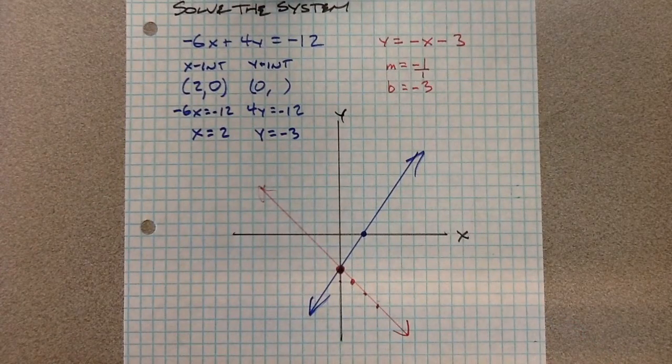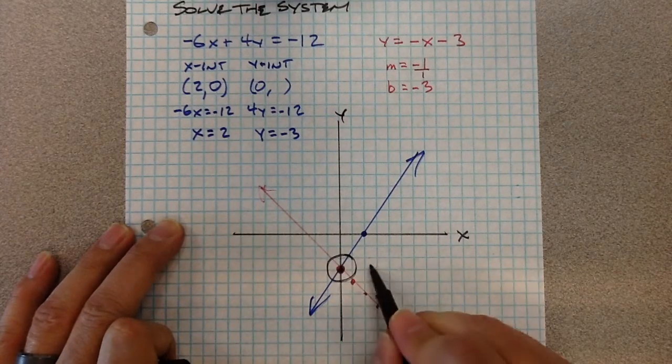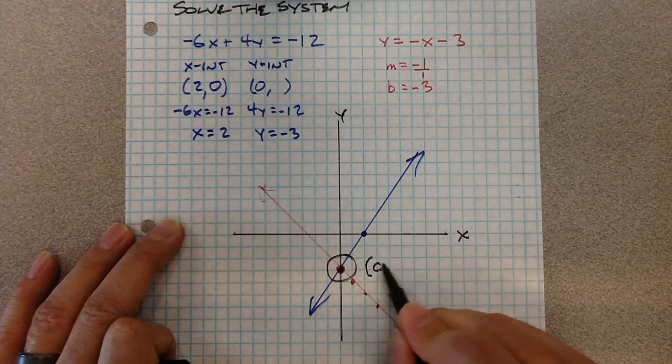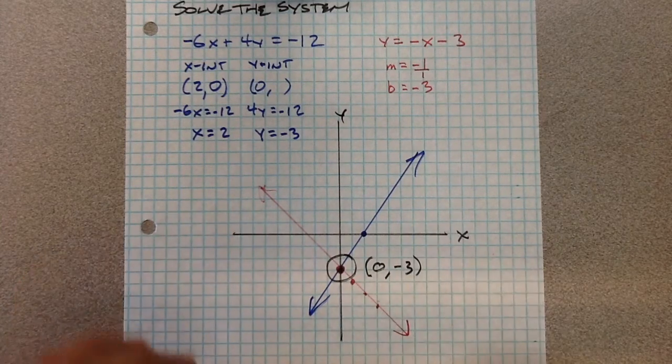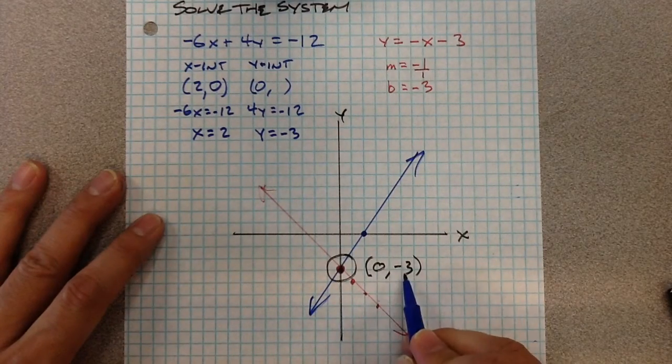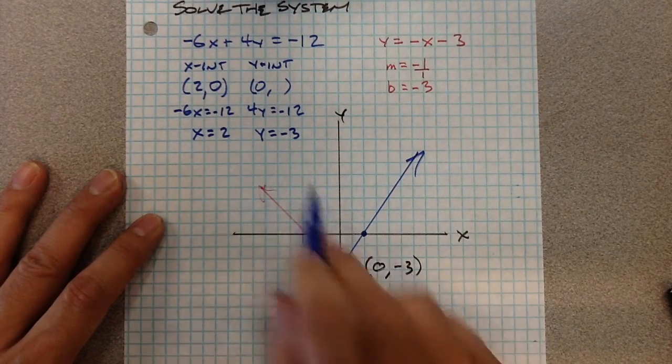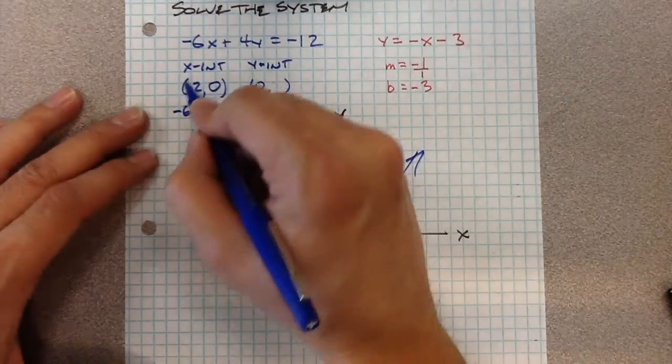All right, and so like we talked about, the place where the two lines cross, which in this case is (0, -3), should also be the solution to the system. So if I go back and check this answer, if I plug in x is 0, y is negative 3, it should make both these equations work. So let's try it for the one in blue here.